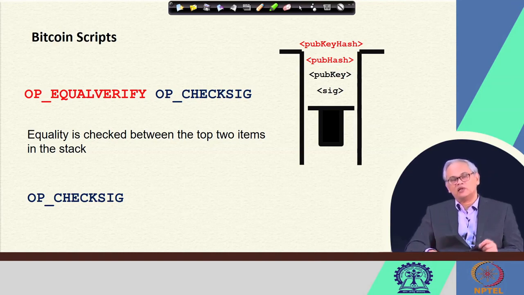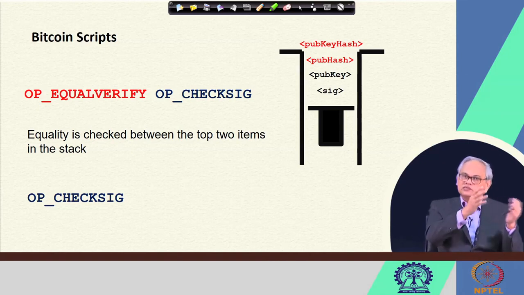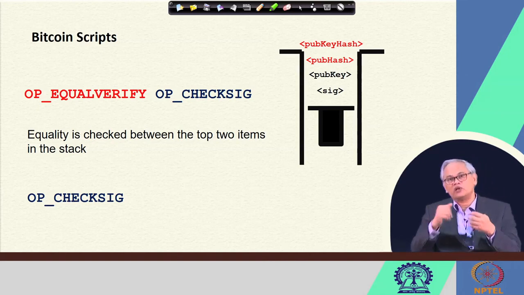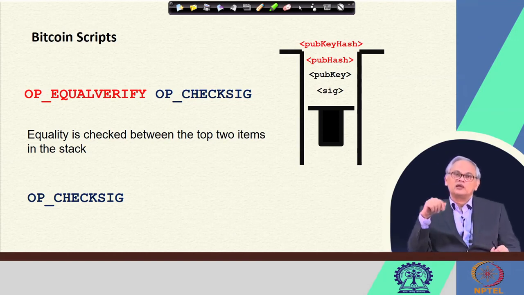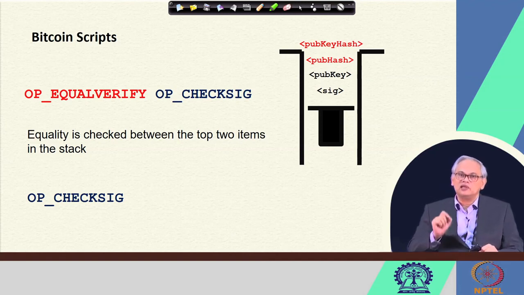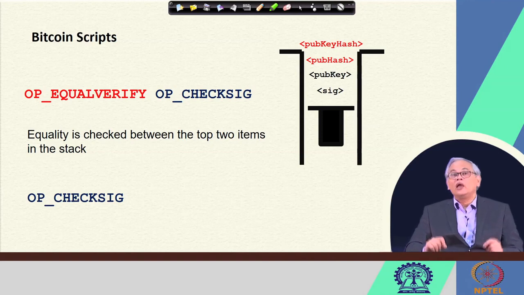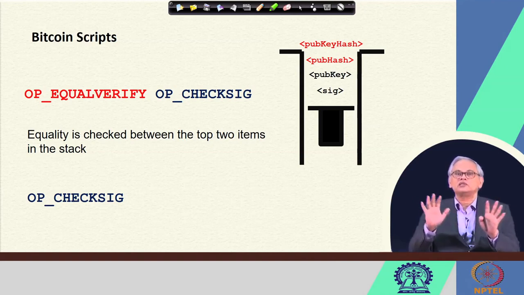Otherwise, what can happen is that Alice could have made the payment to somebody else's public key hash, and now Bob is trying to claim that. So, that part can be verified: that the pub key hash to which Alice had made the payment is indeed the hash of the public key that Bob is now providing. If they do not match, that means there is something wrong.